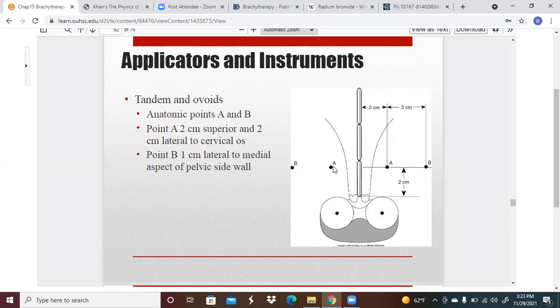one of the ureters. Point B is going to be 1 cm lateral to the medial aspect of the pelvic sidewall, which is very hard to see here. A lot of times you would use the guide that it would be 3 centimeters over from A. This is to represent nodal chains like the obturator node. Good luck anatomically if it actually matches up with that, but that's the theory.